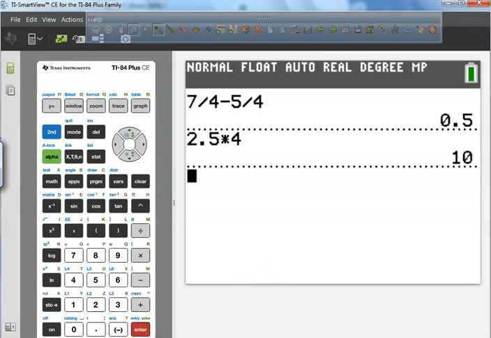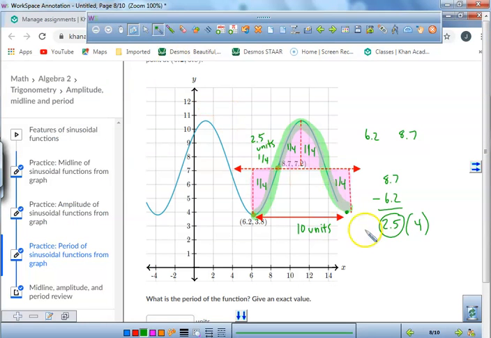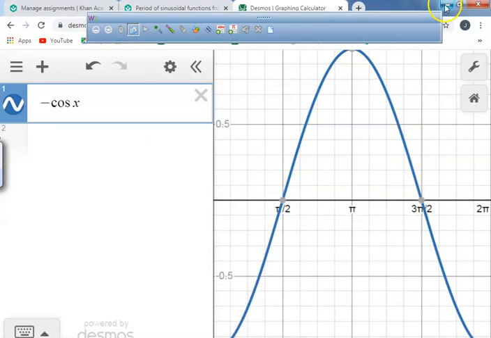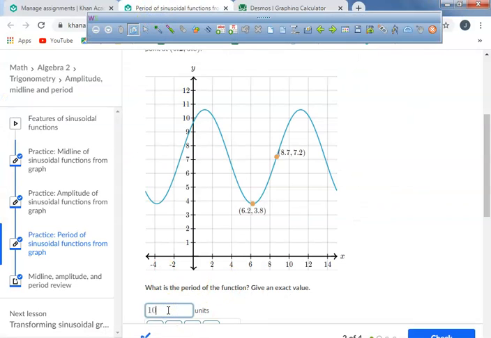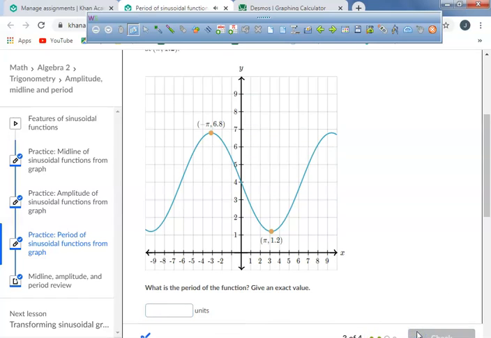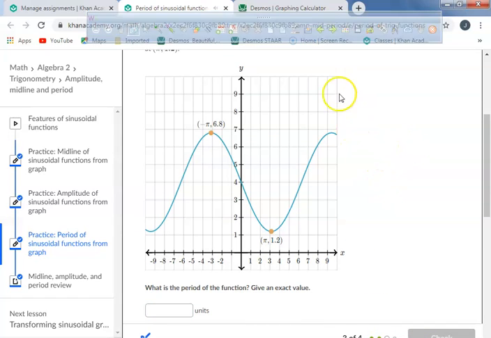So what am I going to do on my problem? I'm going to write 10 units is the length of my period from here till it finishes. I'm done. 10 units. Okay. Oh, finally, a positive cosine graph.